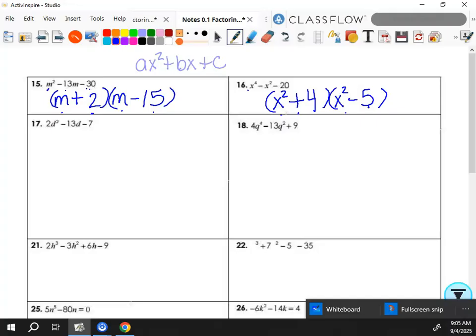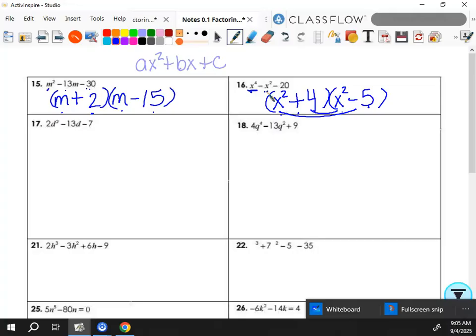Because this is x to the 4th. So when I multiply it back together, I'm going to get x squared times x squared is x to the 4th. Okay, does that make sense? And then I'd have a positive 4x squared, negative 5x squared, and that's where I get my negative x squared there. Thank you for asking. Always ask if you're not sure.